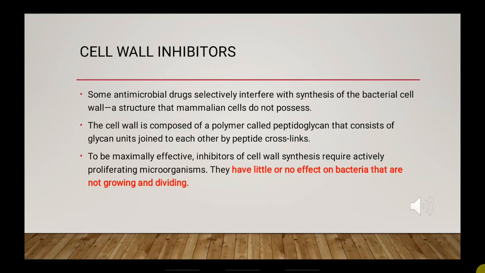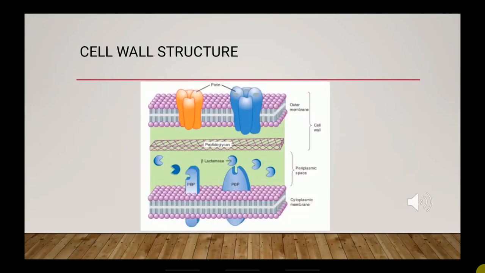The cell wall itself is composed of a polymer called peptidoglycan, which consists of glycan units joined by peptide crosslinks. Honestly, I could go into the details of the cell wall and look at the picture on the next slide, which represents the cell wall. We have the cytoplasmic membrane and we have the PBPs, penicillin binding proteins. Now we will talk about the function of penicillin binding proteins, and we have the beta lactamase. We will explain what we mean by beta lactamase and what the role of this enzyme is.